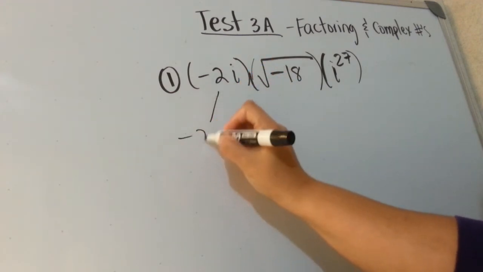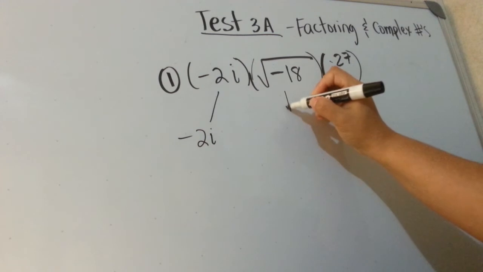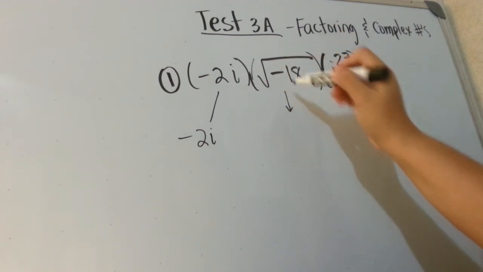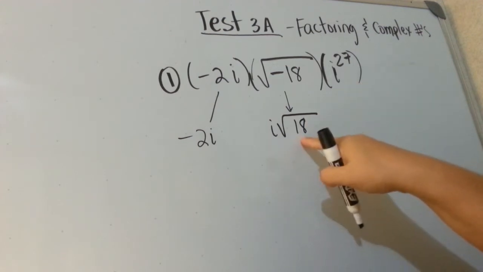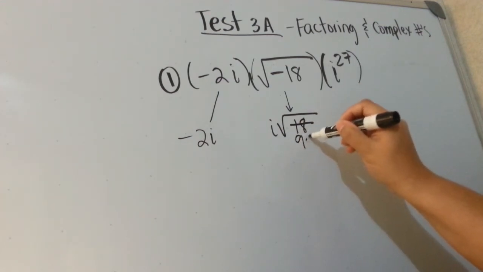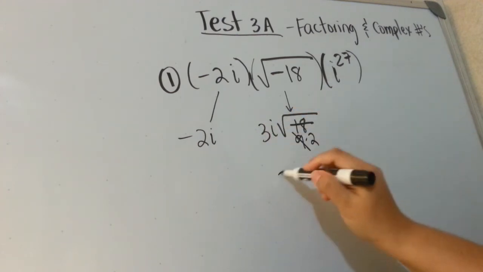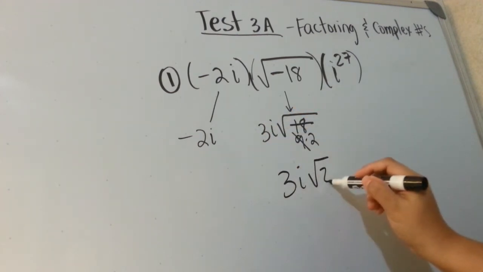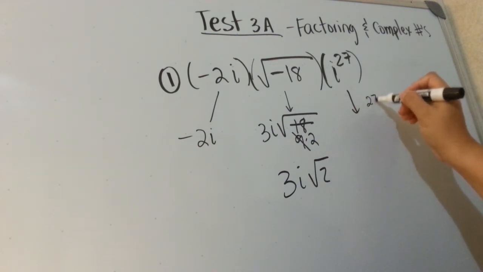The first thing is, this can't be simplified any further, so it stays as negative 2i. This can be simplified. We can take out the negative sign. Then you need to realize that you can simplify this because this is 9 times 2, so you can pull out that 9 as a 3. So you have 3i radical 2. And this, you've got to simplify the exponent.